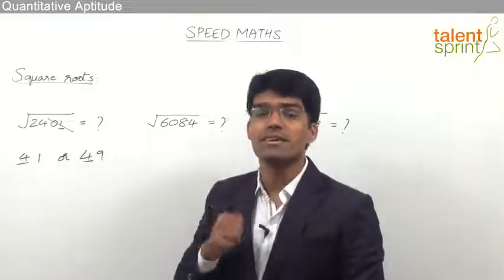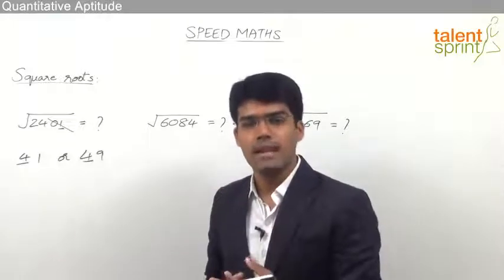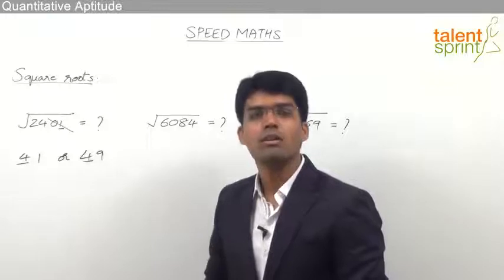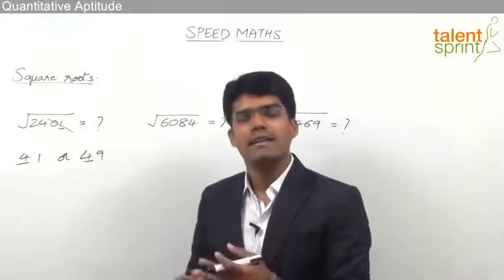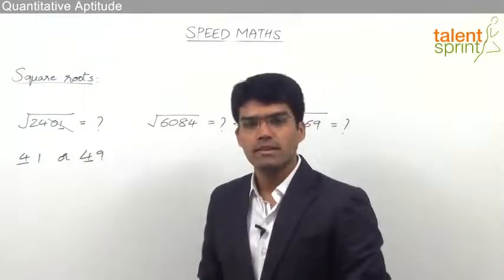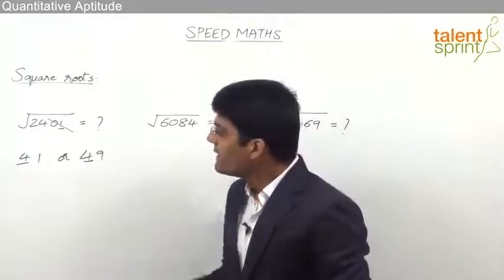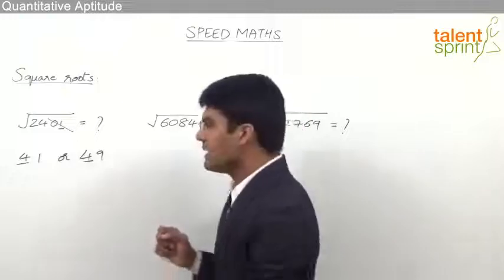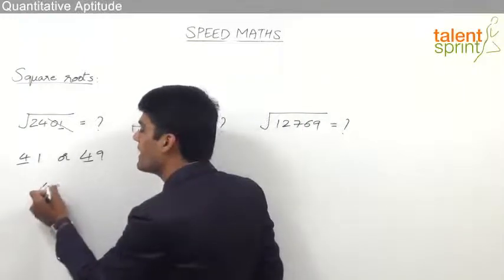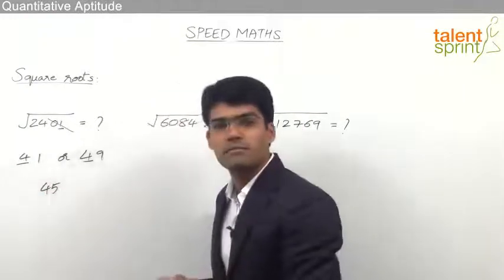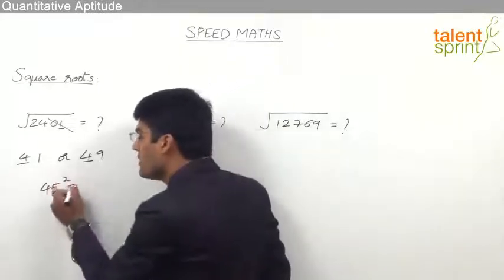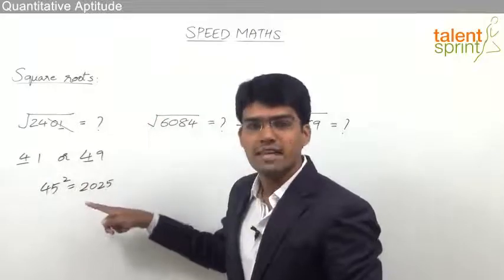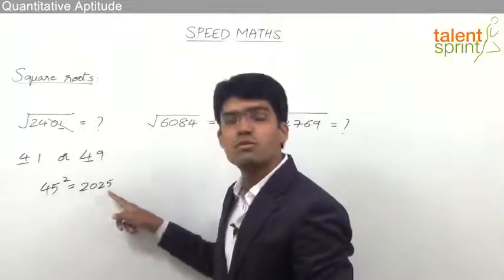And now comes the third and the last step. In the third step, we have to decide which of these two is correct. Is the answer 41 or 49? Now that can be done in 2 or 3 different ways. The first method is to take exactly what comes between 41 and 49. That means the number which comes exactly between 41 and 49 is 45. What is 45 square? 2025. From the knowledge of finding out squares of numbers ending with 5, we know that 45 square should be 2025.